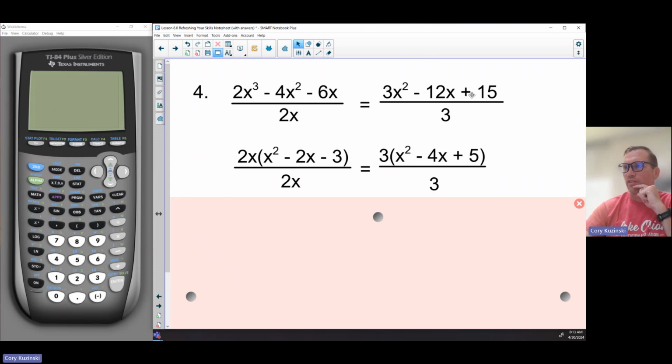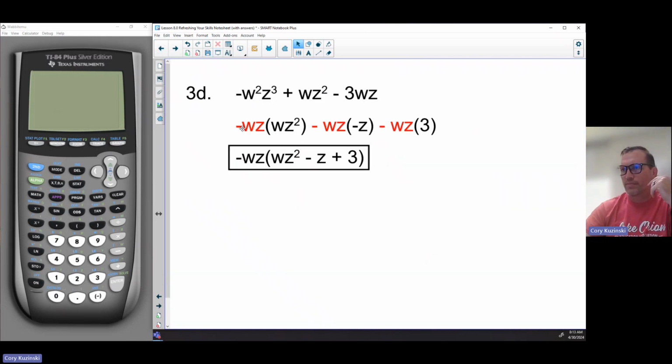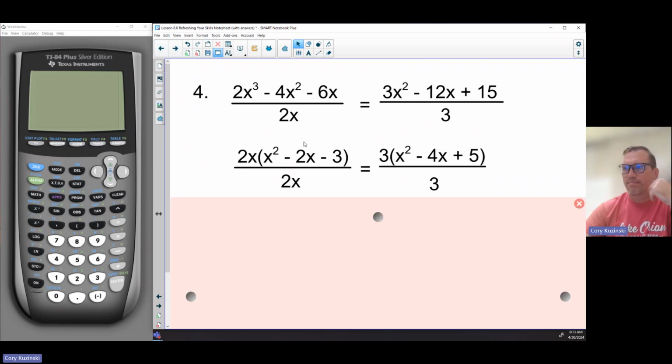And then over here on the right, they're all divisible by 3. 3, 12, and 15, they're all divisible by 3. So I factor a 3 out of it. I kind of skip that middle step of showing what each one broke down into, because I know that 2x times x squared is 2x cubed, 2x times negative 2x is negative 4x squared, and 2x times negative 3 is negative 6x. Also on the right, 3 times x squared is 3x squared, 3 times negative 4x is negative 12x, and 3 times 5 is 15. Now, why did I do that? Because this and this cancel out. Also, this 3 cancels out with this 3. Great.